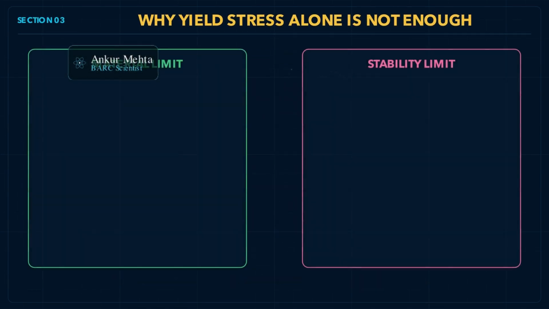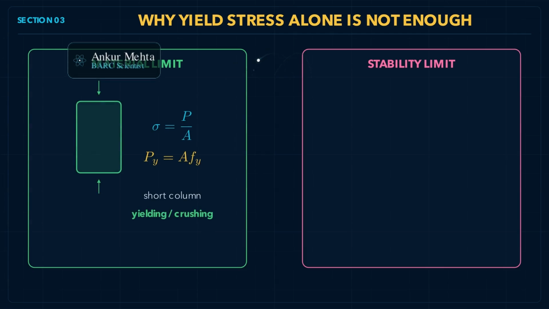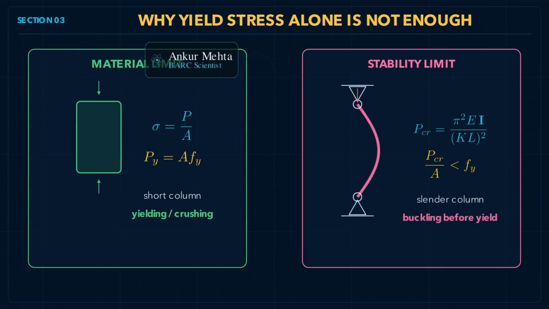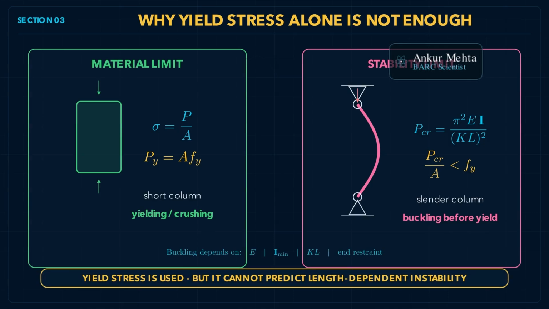So why not just divide the load by the cross-sectional area and ensure that it is below the yield stress? Because P over A measures stress in the material, not the geometric stability of the structure. A short column usually yields near the yield load P_y equals A times F_y, but a slender column can violently buckle while its average stress is still far below the yield strength.